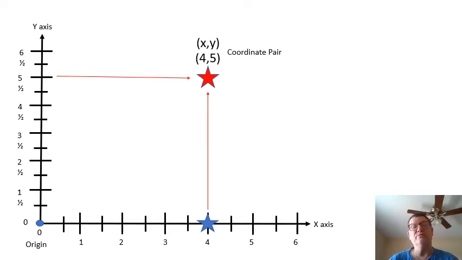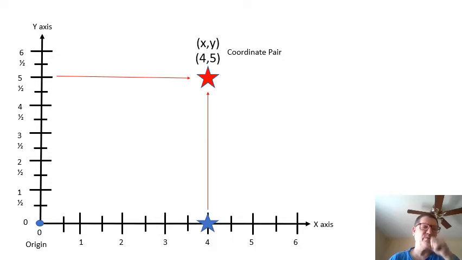Now this works because we always know the x comes first. Just like in the alphabet, x comes before y. So your x coordinate is always going to be first. And so now we have our red star identified. Now, what about that blue star?